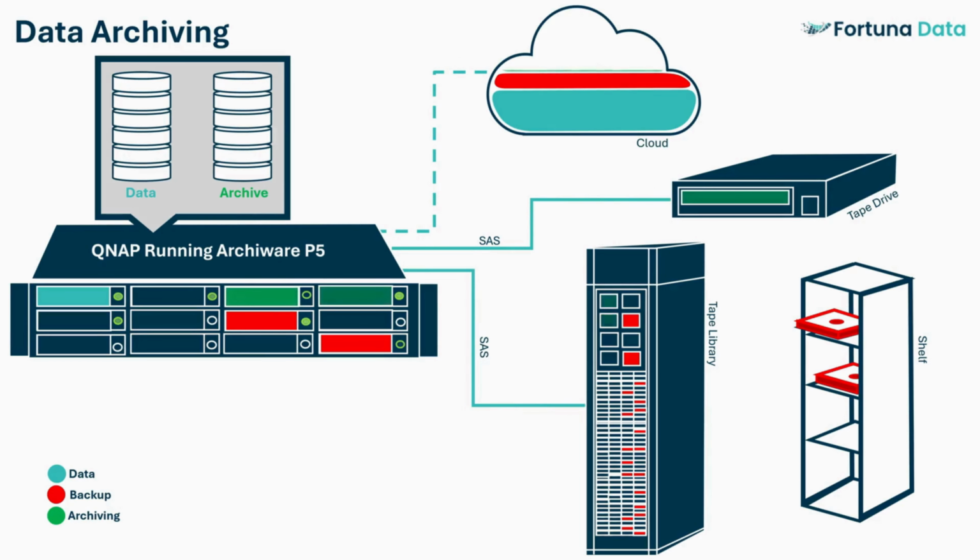Once this archive job is complete, the data can be deleted off the QAP and freed up space used for other purposes. The archive data can be stored in the cloud, a tape drive, or library, and these tapes can then be stored on a shelf or in a safe. It is vital when archiving that an organization creates 2 or more copies for safekeeping, just in case one becomes corrupted.